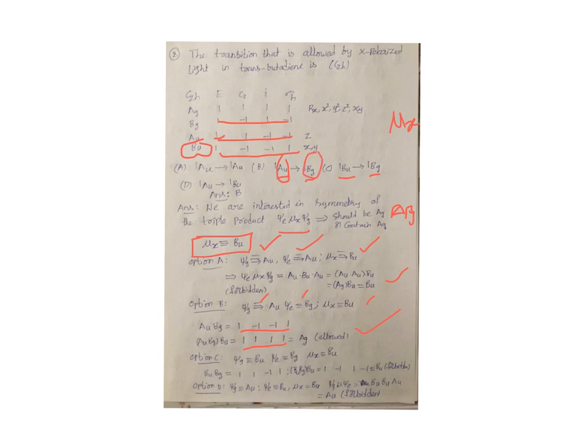X polarized light means you have to take mu x, which has BU. So once you evaluate this triple product, you will see whether you will get AG or some other representation. If you get AG, then the transition is allowed. If you don't get AG, then the transition is forbidden. Let's proceed to next problem.